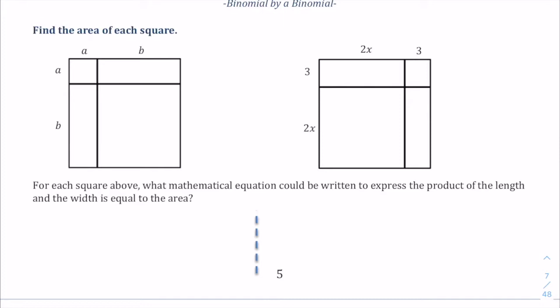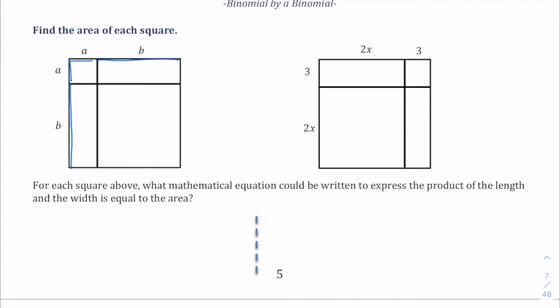So here we have actually two squares, and we're going to go ahead and find the area of each. Now the lengths of the sides have been labeled for us. So the top of this first square has a length A and then a little bit more B, and then going down a length A and a little bit more B. So we can find the area of the entire square by finding the area of each little piece, and remembering that area is length times width.